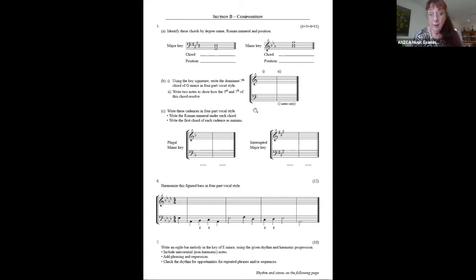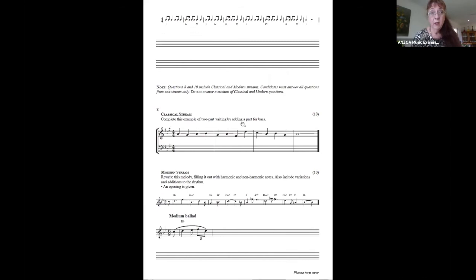And then you've got harmony, which has got a figured bass. And then you've got melody writing up the top. And then see where it says note: Questions 8 and 10 include classical and modern streams. Candidates must answer all questions from one stream only. Do not answer a mixture of classical and modern questions.